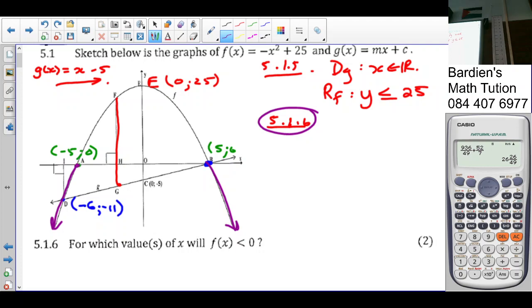So in other words, x must be less than negative 5, or x must be more than 5. Must it be equal as well? No.